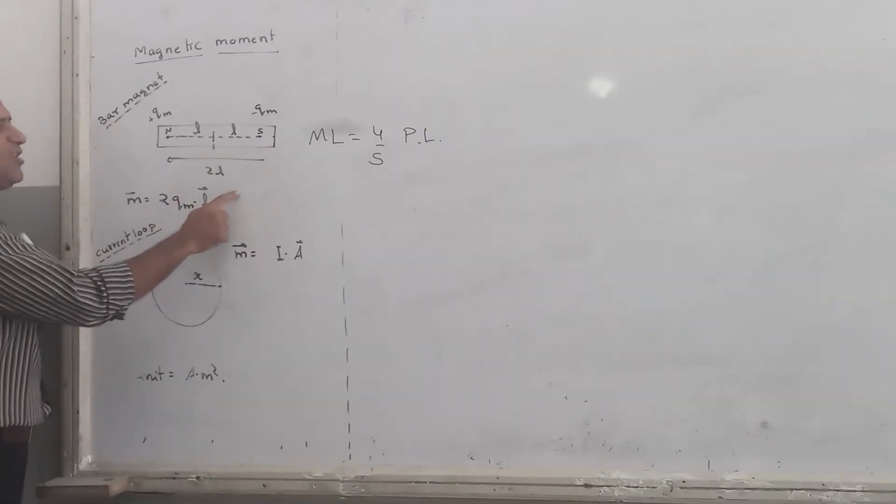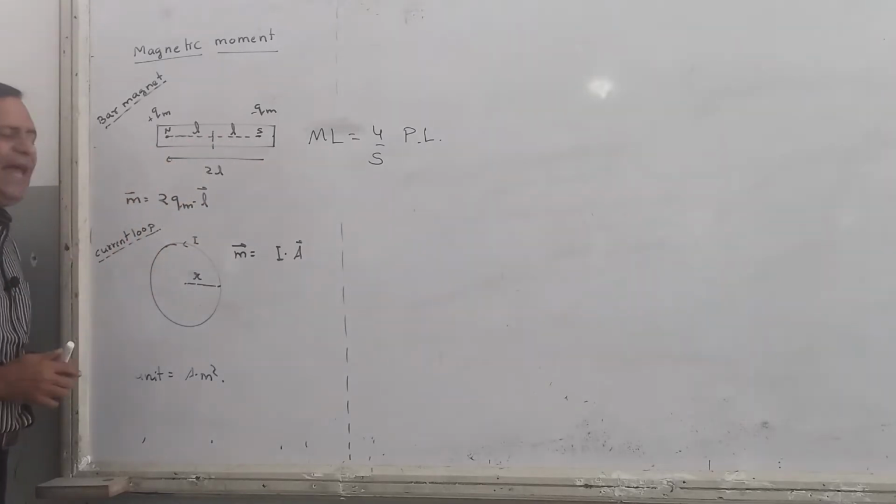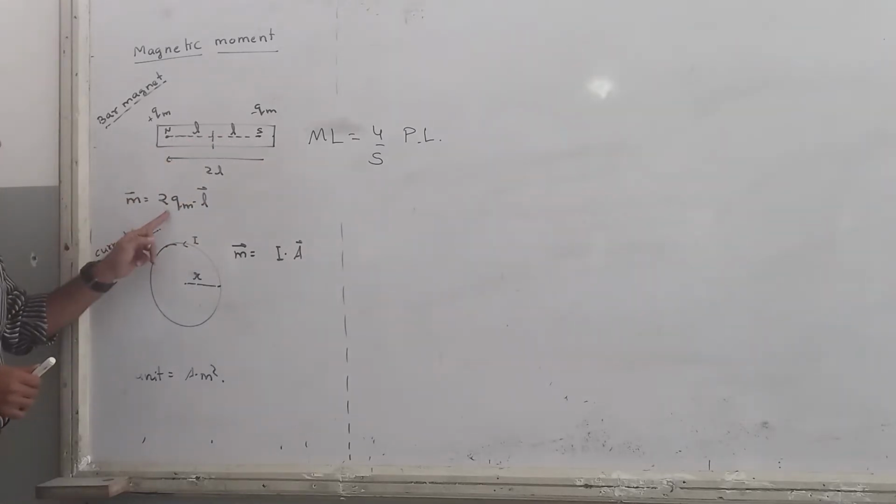So how do you measure this 2L? Start from south and then go to north. This length will be 2L. So magnetic dipole moment is 2 into Qm into L. L is from south to north. So magnetic dipole moment is also from south to north. This is the first thing.